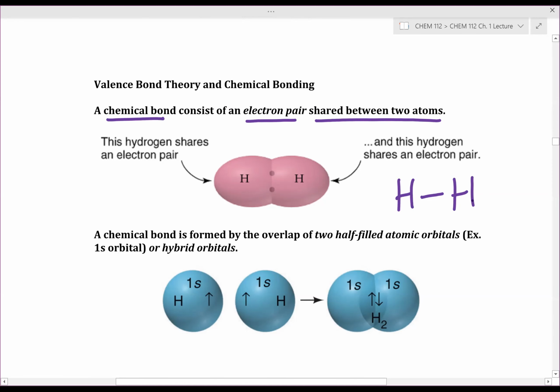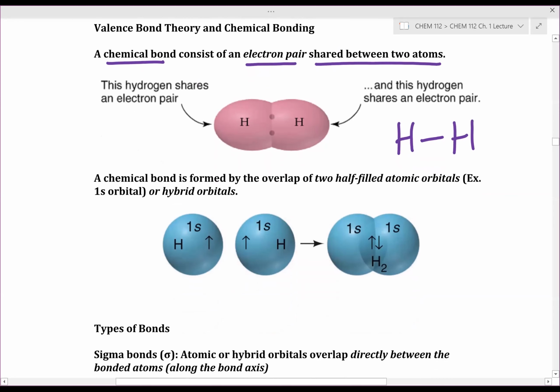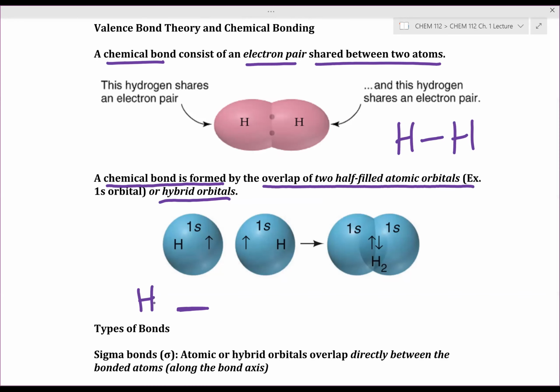Now, in the valence bond MO theory perspective, we're going to establish a new rule. In general, a chemical bond is formed by the overlap of 2 half-filled atomic orbitals or hybrid orbitals. Okay, so let's unpack that a little bit. First and foremost, a hydrogen atom has how many electrons to its name? 1, right? So then, what is the first orbital that we fill for hydrogen? Yep, the 1s. So we have our 1s orbital, and it has 1 electron.